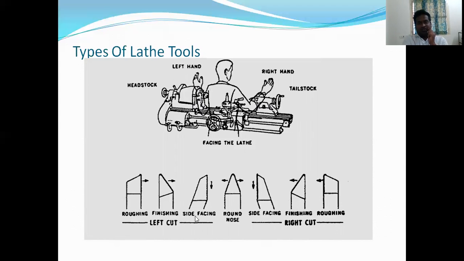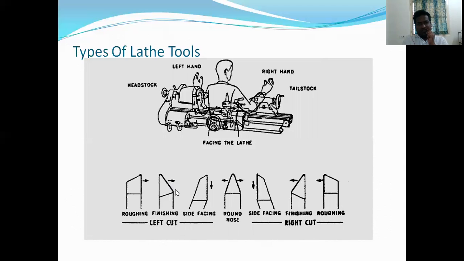Here is the cutting edge. This is the tool for left cut, which means cutting from left to right. This is the right cut, from right to left. So here the cutting edge is there, and here the cutting edge is there. This type of cutting edge is used for roughing operation. If we are cutting with this cutting edge, it is used for roughing operation.